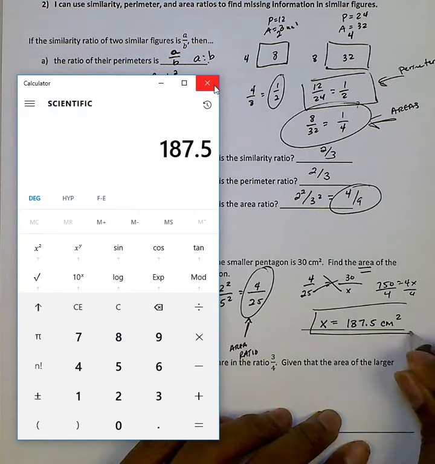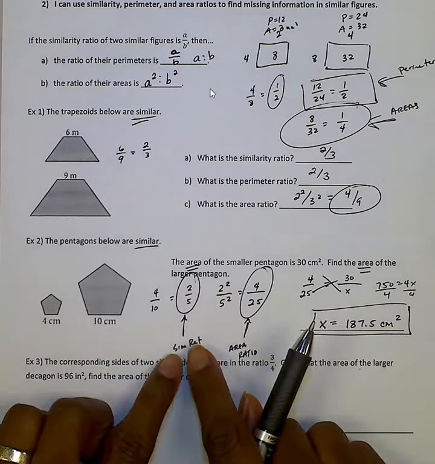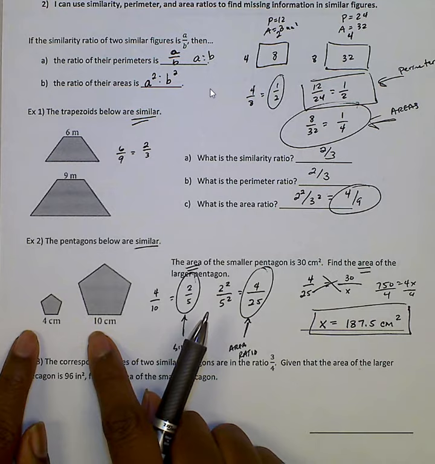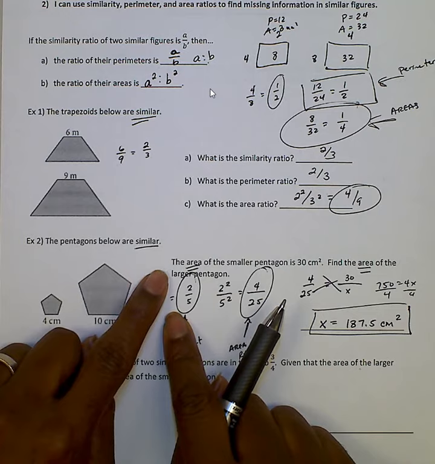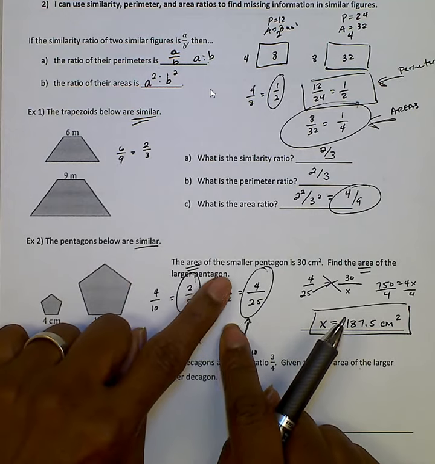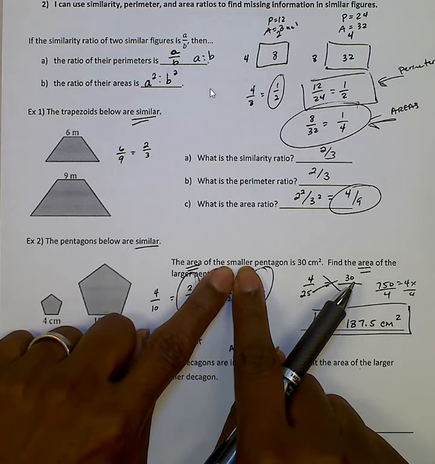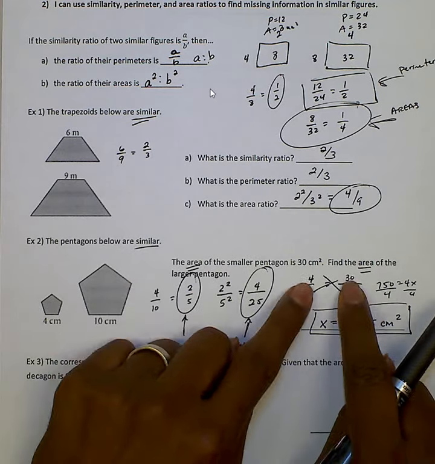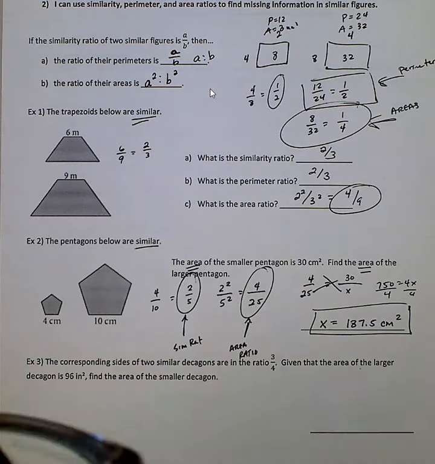And that's our answer. Okay, so important recap of the problem. We use the corresponding sides to find the similarity ratio. We took the similarity ratio and converted it to the area ratio because that's what we used. We made sure that we put the numbers where they belong. The smaller pentagon goes where the smaller number of the ratio goes. And then we solve the proportion.